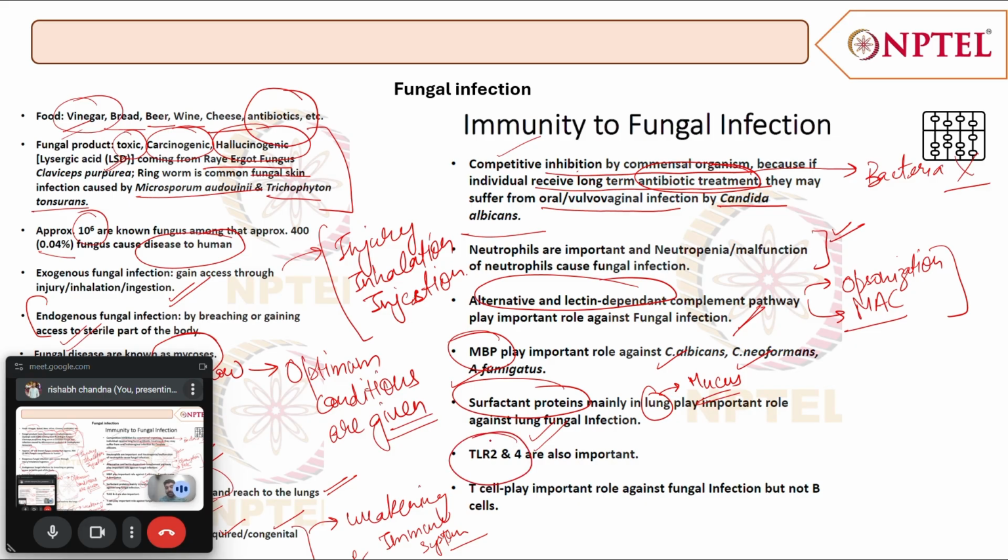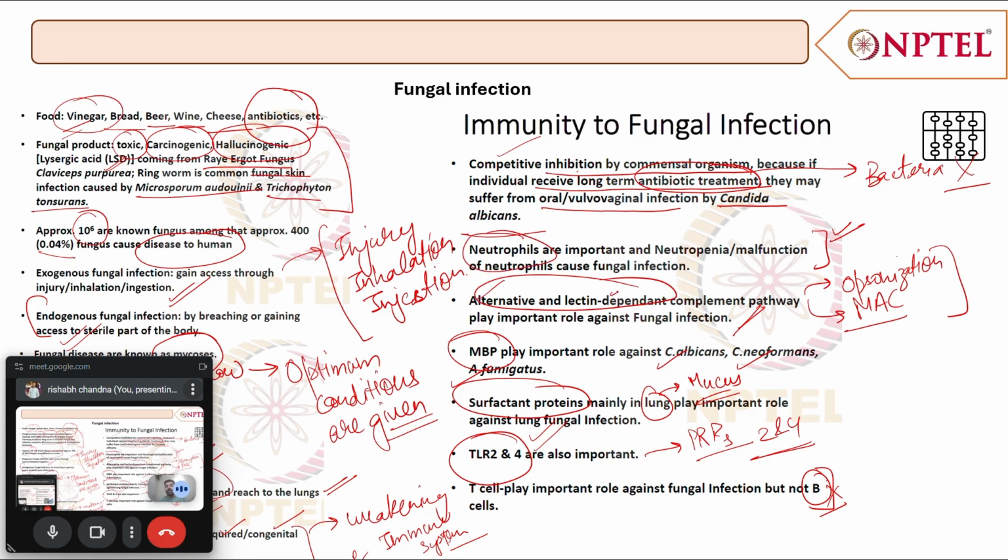So, as part of the innate immune system, the PRRs TLR2 and 4 help in recognizing the particular fungal PAMPs, so that they can initiate the immune response. Then T cells play an important role against fungal infections, but not the B cells. So T cells are an important factor during a fungal infection, but not the B cells. Okay, so from these things, it comes to notice that neutrophils are important.